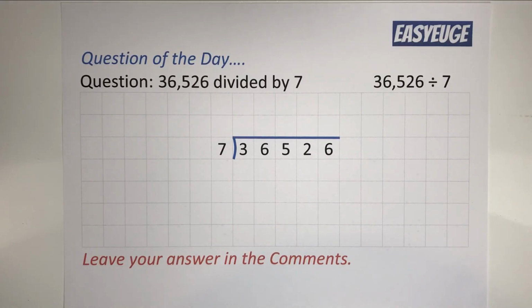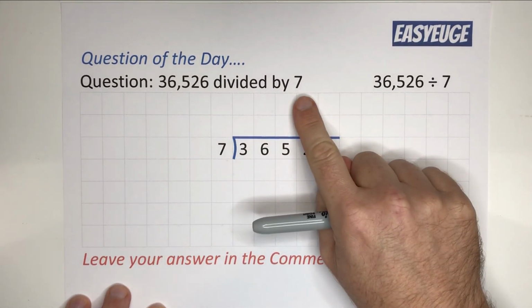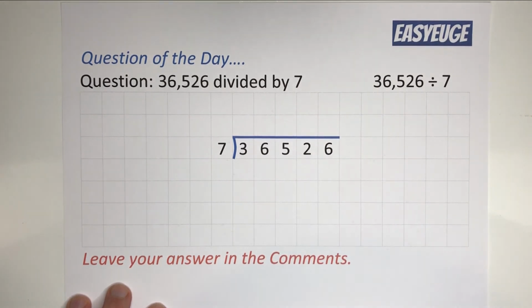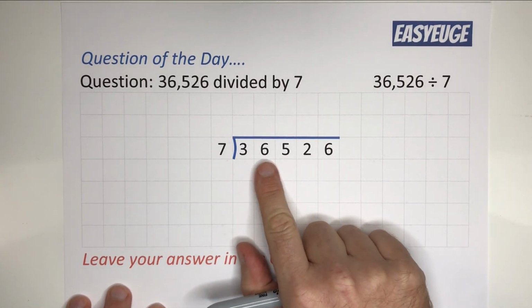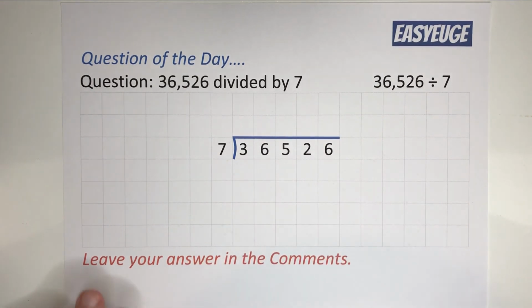Question of the day today is 36,526 divided by 7. It's a super big number and it's a tricky divisor. So I've written it here for you, 36,526 divided by 7. So now you can choose if you want to do the long division method or the bus stop division method to get your answer.